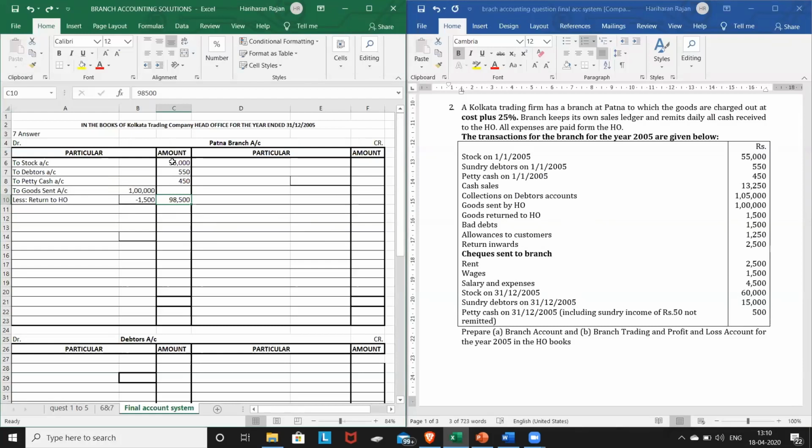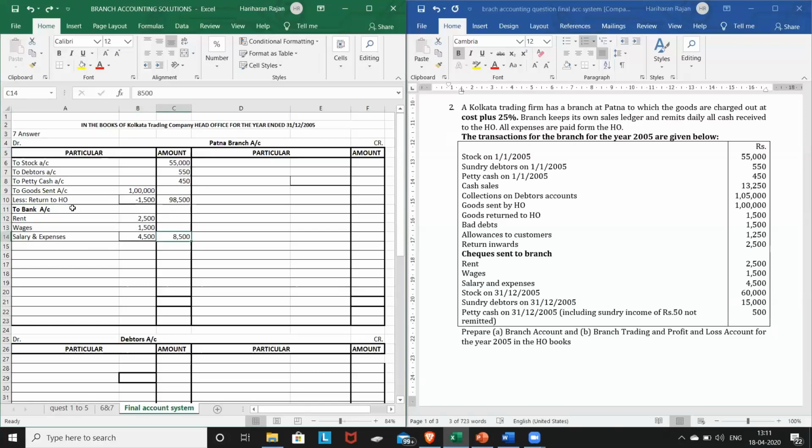Remember, this is also including profit. So let us go for the next one. That is the amount which is being spent by the head office on the branch. So to bank, because money is going out for rent, wages, salary. So the total is 8,500.